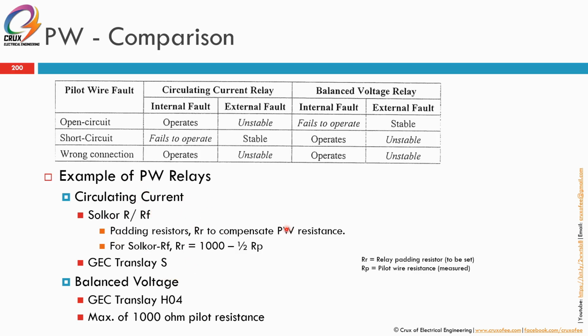These are all using the twisted pair cable. But now all the modern pilot wires are using fiber optics. And we also have the balanced voltage, the GEC Translay HO4. Maximum of 1000 ohm pilot resistance, so it cannot be used for long distance cable. If you were to use for long distance cable, you'll be going for the circulating current type. But if you're using fiber optic, there's no issue for that matter.